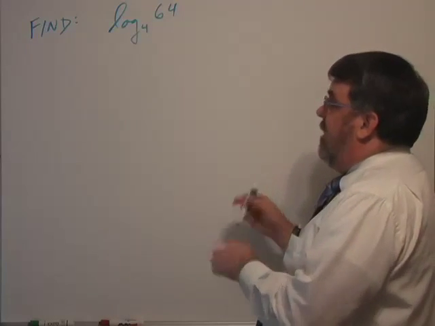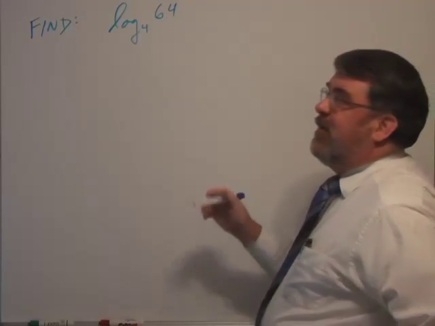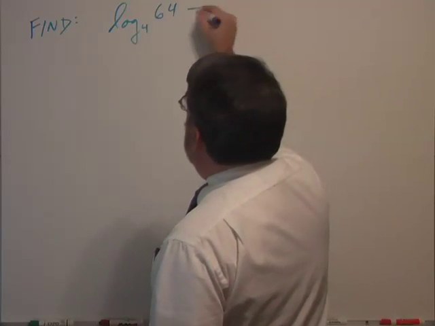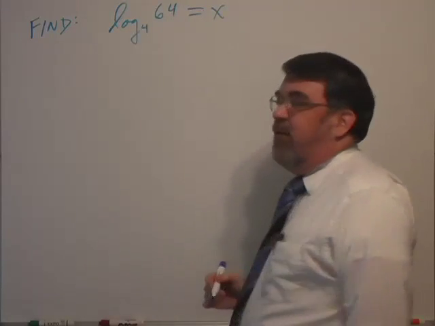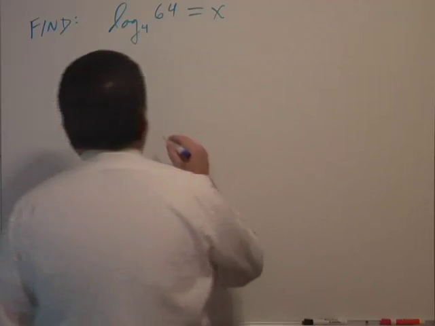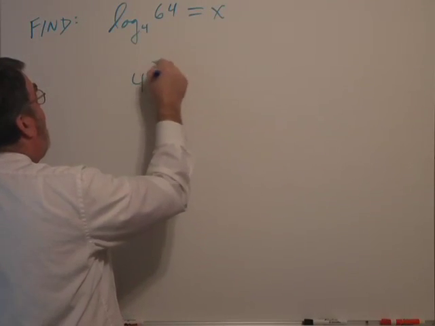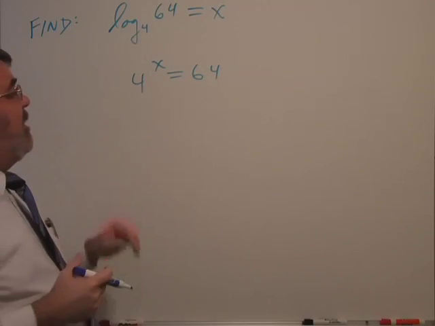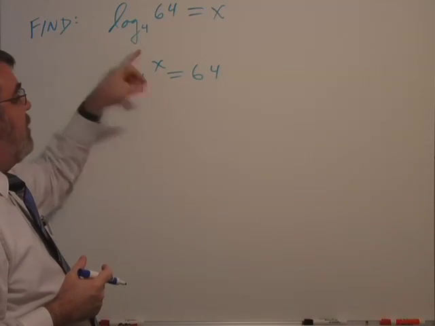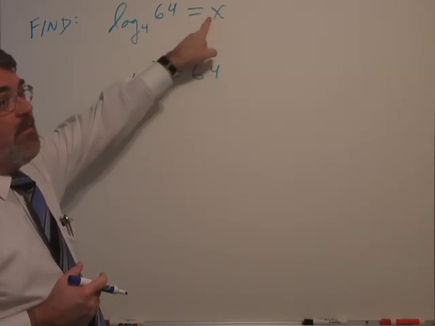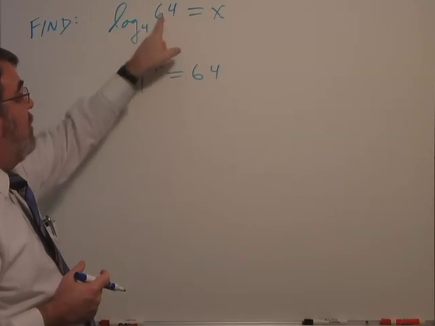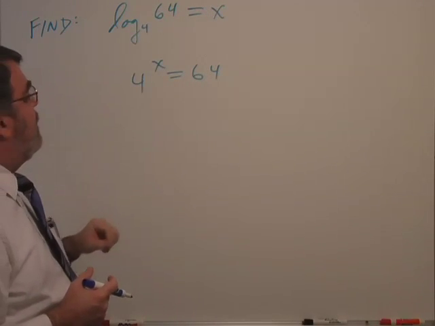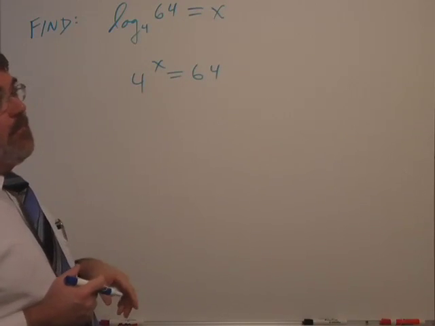All right, so I think the technique is to introduce a variable, we'll call it x, and then change this to exponent form. So it becomes 4 to the x power equals 64. And then again, there's that pattern you really need to practice and learn. It's a simple pattern. The base raised to the other side equals the input of the log function. So 4 to the x equals 64.